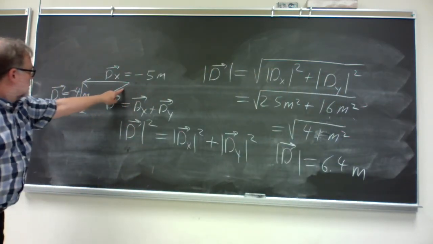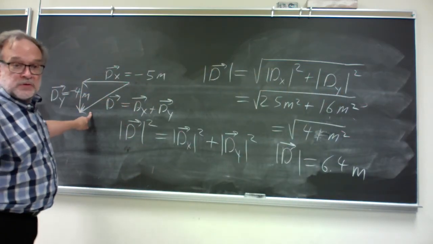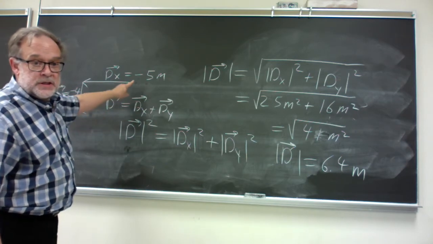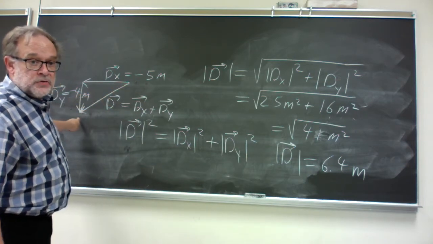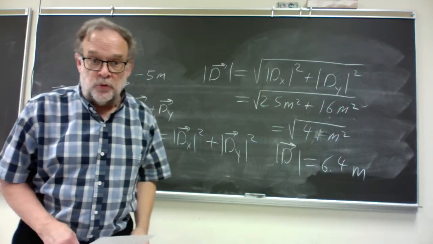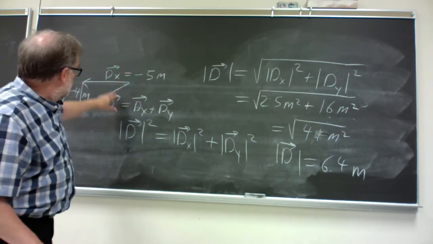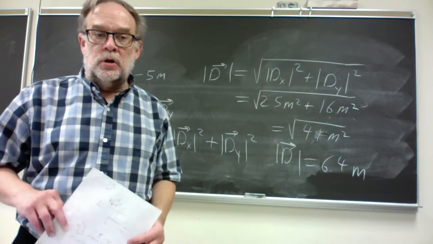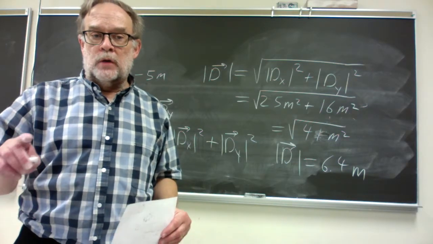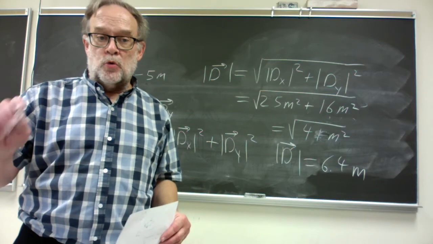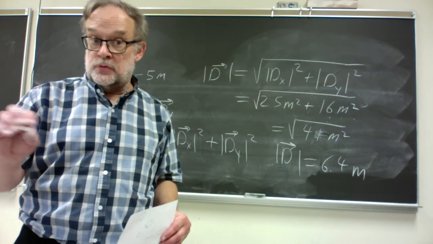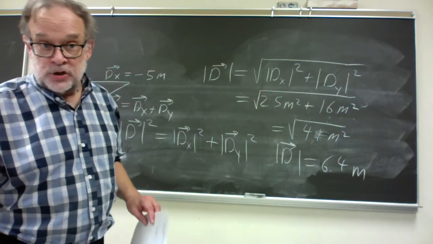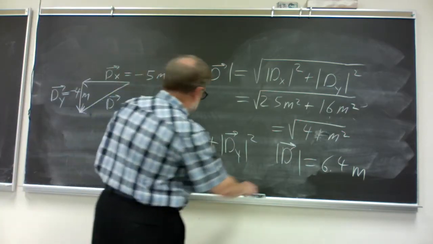The size of this displacement vector is about 6.4 meters. The distance from the starting point to the finishing point is 6.4 meters. Now, what about an angle that will show us the direction? Well, for that, we need to use one more trigonometric function that we haven't thought about yet, tangent. Let's see how that works.